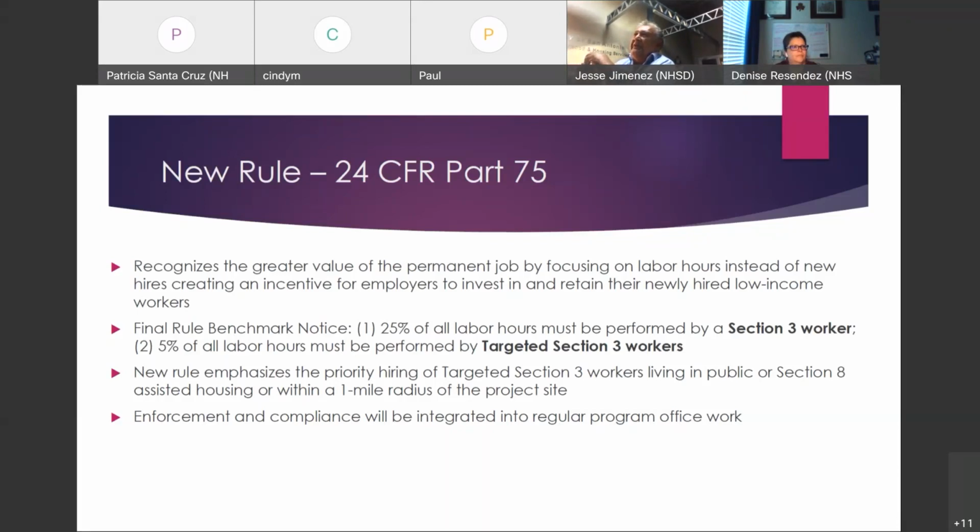So the new rule emphasizes the priority of hiring targeted Section 3 folks living in public or Section 8 assisted housing, or within a mile radius of the project site. So enforcement and compliance will be integrated into regular program office work by HUD.